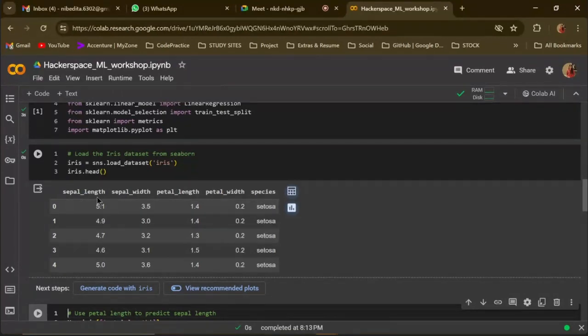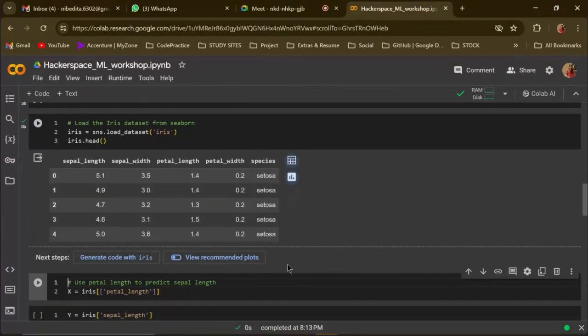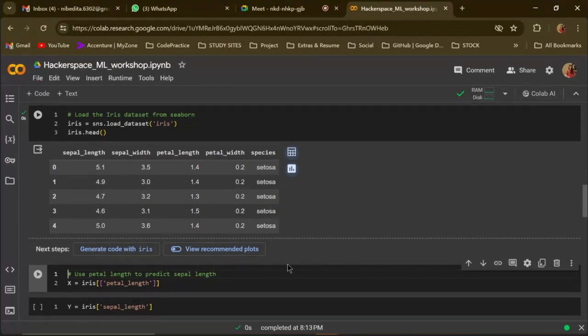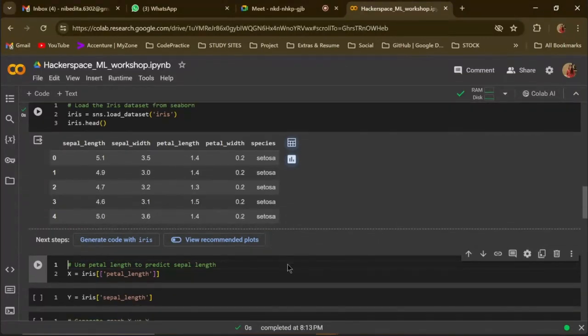So we have the data. We see sepal length, sepal width, petal length, petal width, and the species for iris data. There are different species for iris data. Now, the goal of linear regression here is that I will take the petal length and find the sepal length. So petal length is my input and sepal length will be my output.